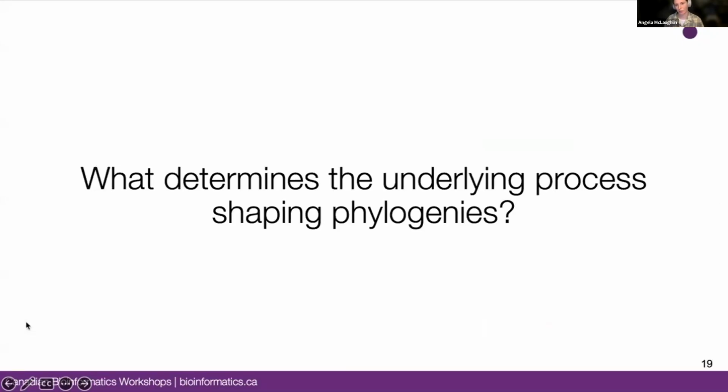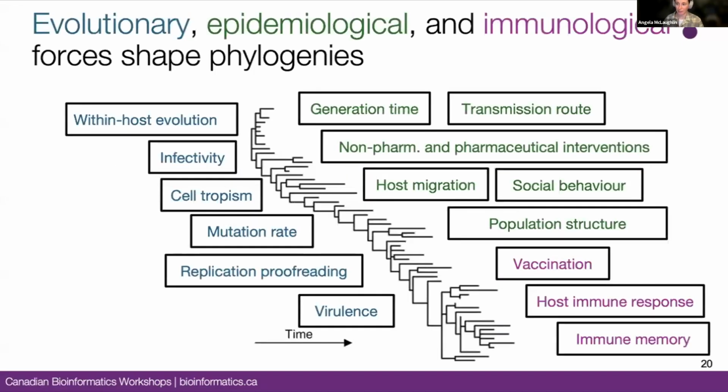So let's transition to talking about what is shaping the phylogeny. What are these underlying processes that dictate that? So there are a lot of them. The phylogeny is impacted by evolutionary, epidemiological, and immunological forces. And I've colored these according to what I believed they were the closest to in category, but a lot of these do span multiple. So some examples of processes that are impacting the shape of the phylogeny. So that's the shape in terms of the balance and the distribution of branch lengths.